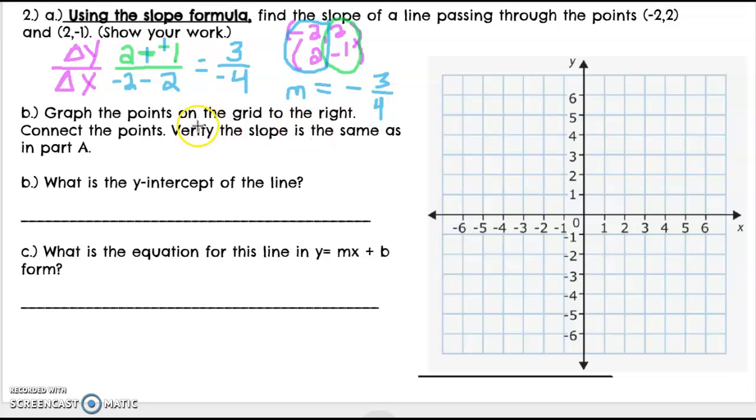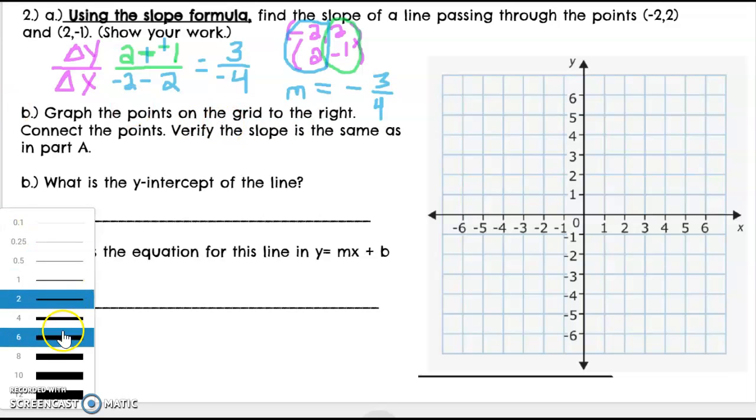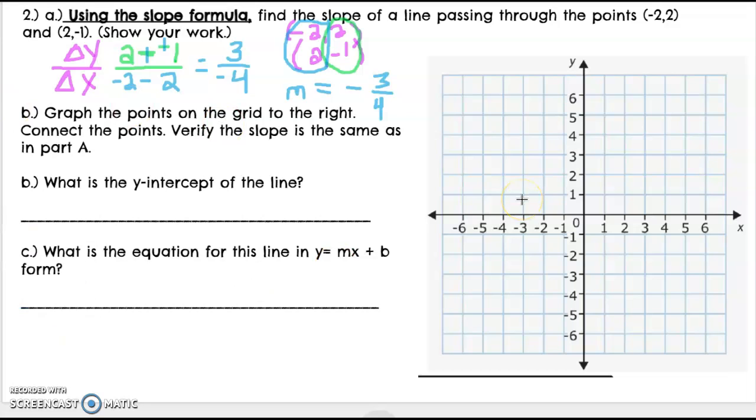Beautiful. So now it says to graph the points on the grid to the right, then connect the points. I'm going to start with just that. I'm going to graph negative 2, comma 2. I'm then going to graph 2, comma negative 1, which is right here. Then it says to connect them, so I'm going to draw a straight line through them. Sorry about my line, it might be a little bit funky. There we go. Let's put some arrows on the end.